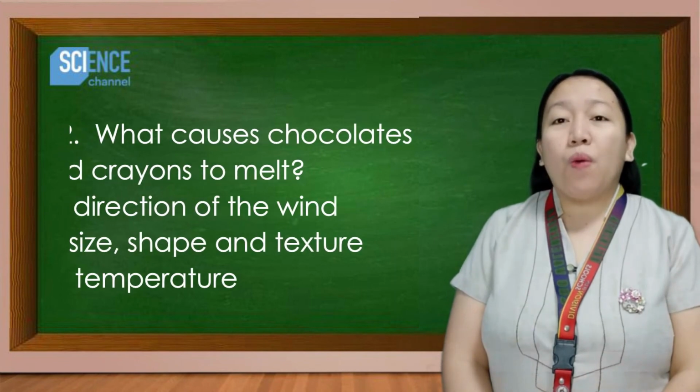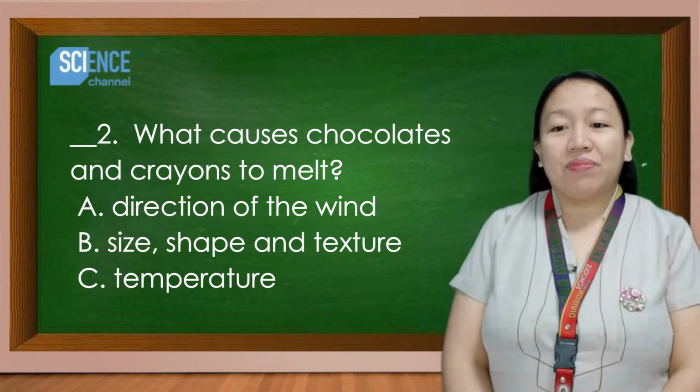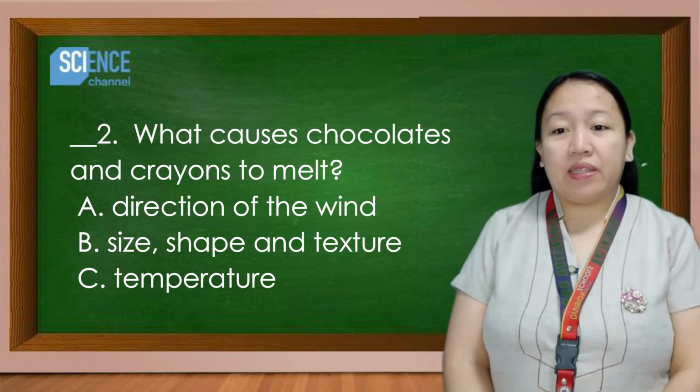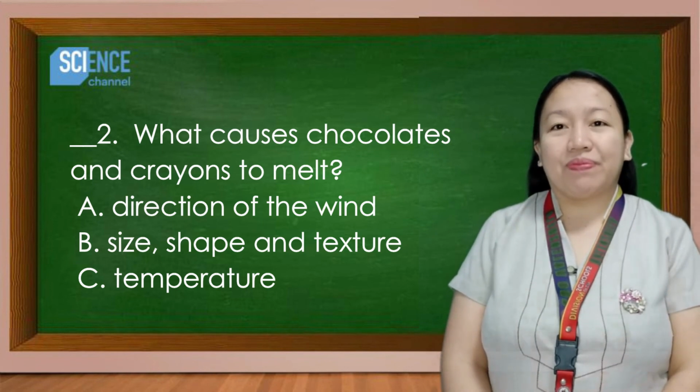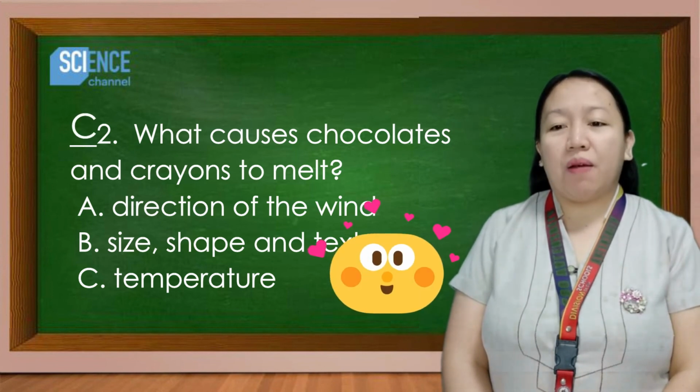Number 2. What causes chocolates and crayons to melt? A. Direction of the wind. B. Size, shape, and texture. C. Temperature. If your answer is C, super job!